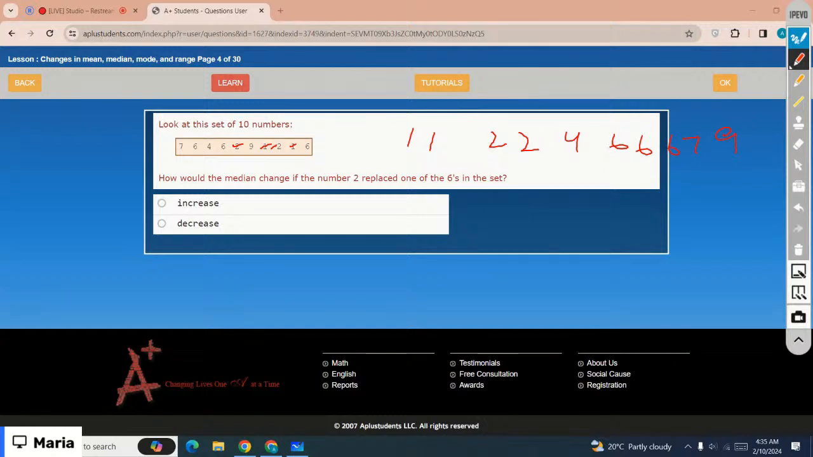Now, how would the median change if the number 2 replaced one of the sixes in the set? You have to replace 2 by 6. Then you have 1, 1, 2, 2, 2, 4, 6, 6, 7, 9. So then the median is 4, right? The median is decreased in this case. The correct option is decreased.